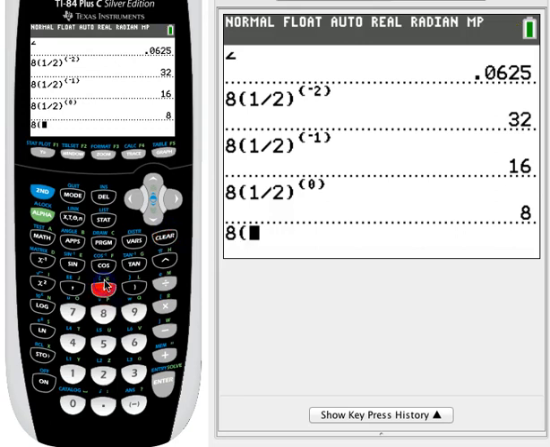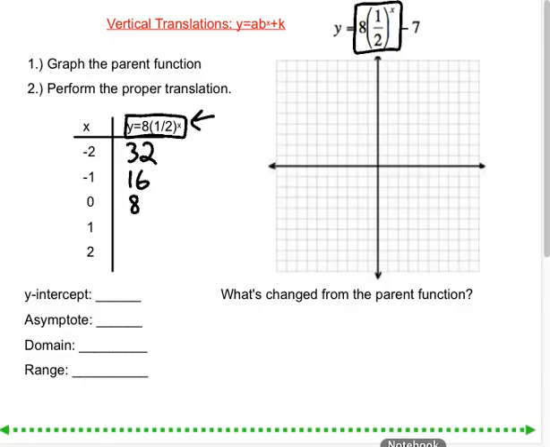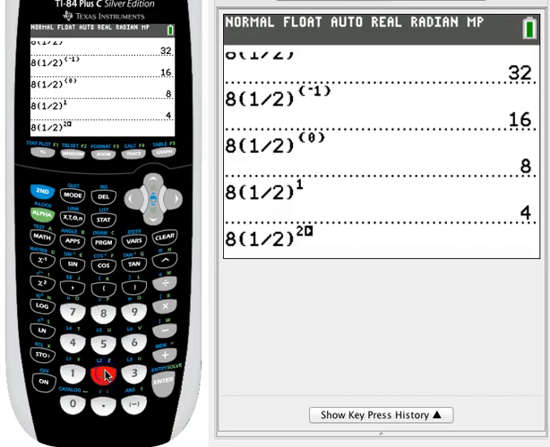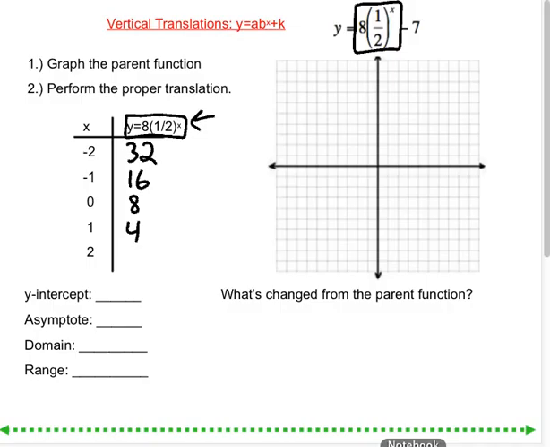Sorry, 8 times 1/2 to the 1. We get 4. Let's plug in a 2. We get 2. Now something you're probably noticing is, because of this, every one you do is being cut in half. So probably you can even see the pattern.